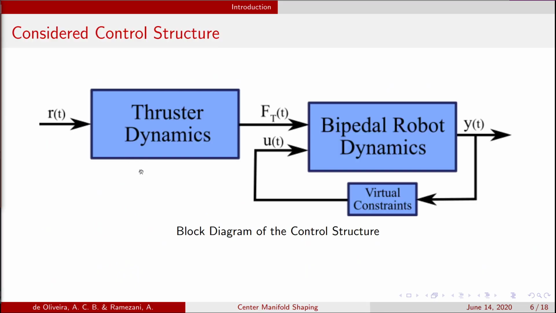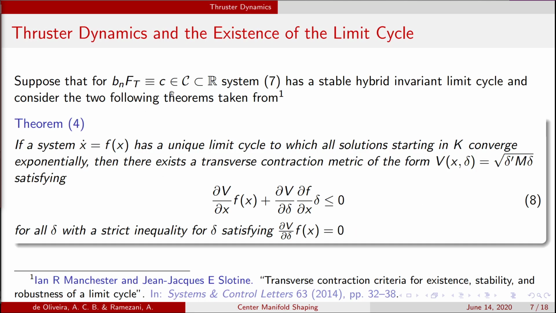With this, we are ready to begin to study the effects of the thrusters in the gait design process. The first question we aim to answer is how the thrusters can influence the existence of the limit cycle and which constraints we need to consider in its dynamics. In order to do that, let's consider that for some values of the thruster influence on the aerodynamics, that is BNFT, the system has a stable limit cycle.